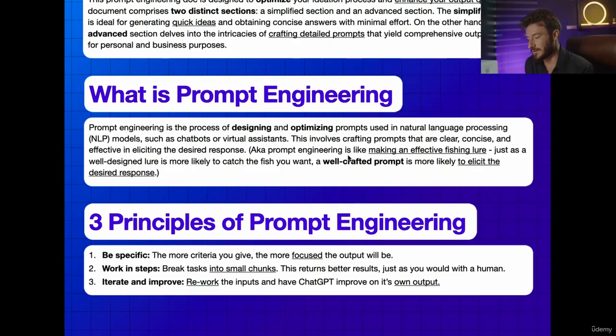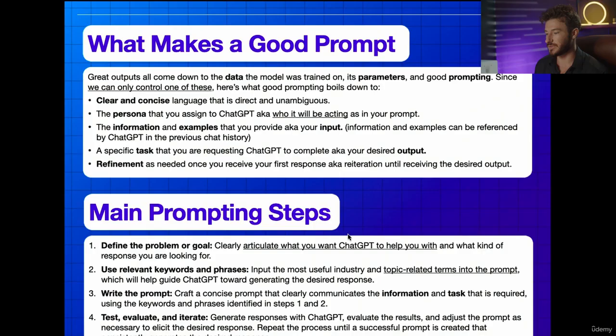And lastly, on these three principles, you wanna iterate and improve. Like we mentioned, one of the most amazing parts is that you can rework your inputs to have ChatGPT iteratively improve on its own output. Now let's talk about what makes a good prompt. So a great output all comes down to the data that the model was trained on, like I mentioned, its parameters, aka how it's trained to use the data, and then your input, aka prompting. So since we can only control one of these, we can't really control the model that it was trained on, and we can't control the way it was programmed to use that data. We can only control our prompting.